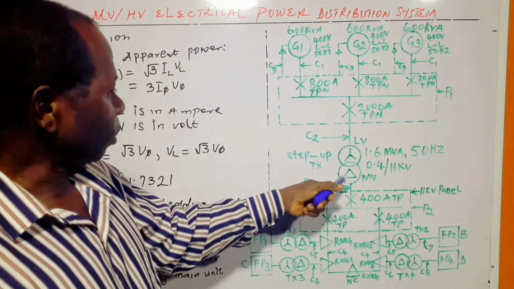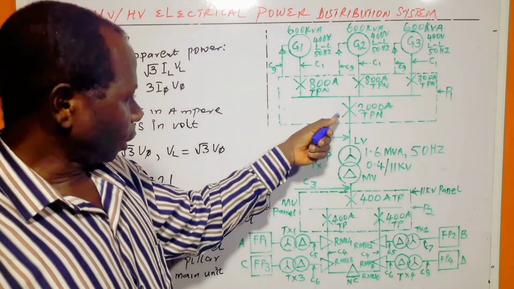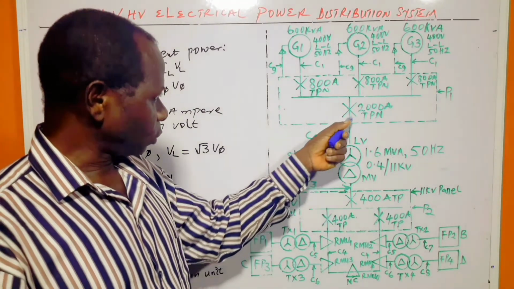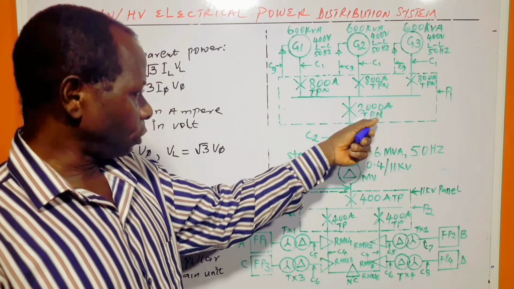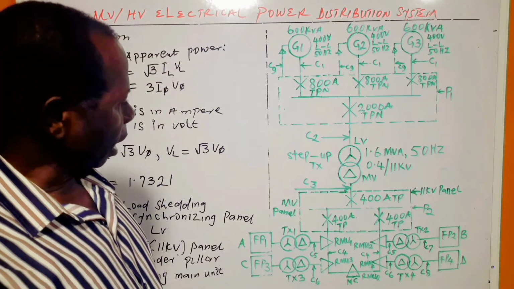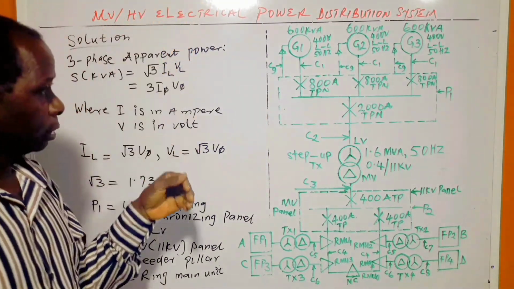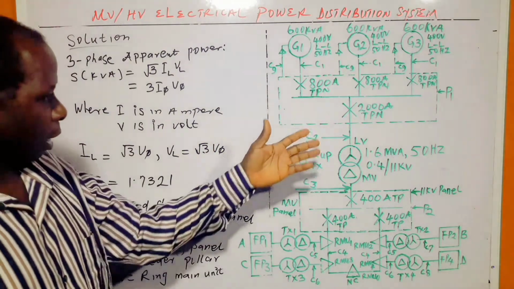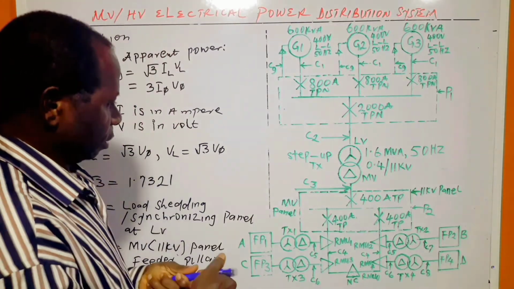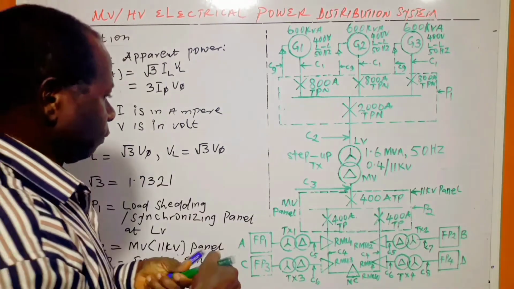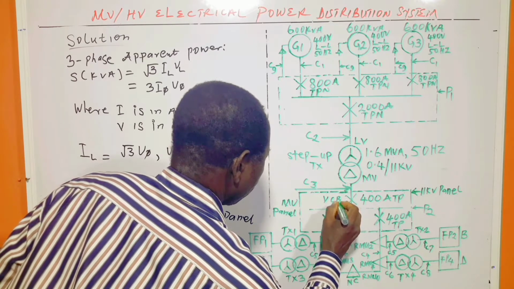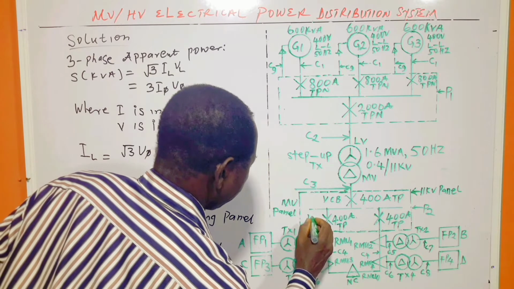The transformer can actually supply more than 2000 ampere, but what we really need is not up to 2000 ampere. So the 2000 ampere triple phase with neutral MCCB circuit breaker is protecting the transformer. The actual load current is less than 2000 ampere. And this one is a vacuum circuit breaker. So let me write it there. Vacuum circuit breaker, VCB. This is also VCB.